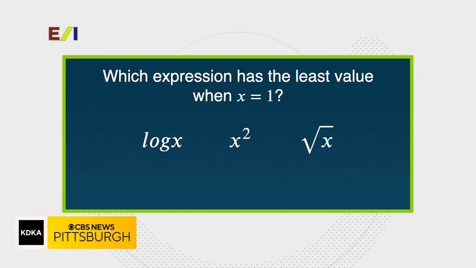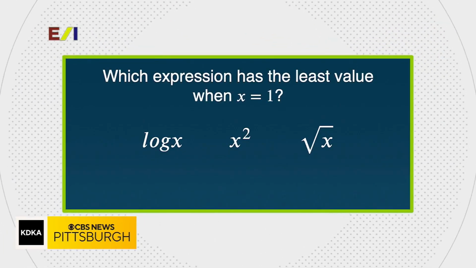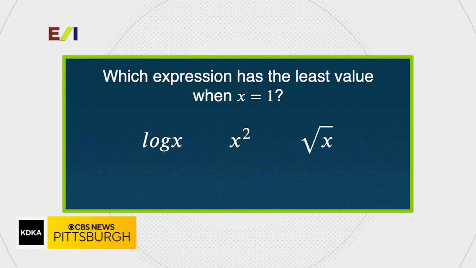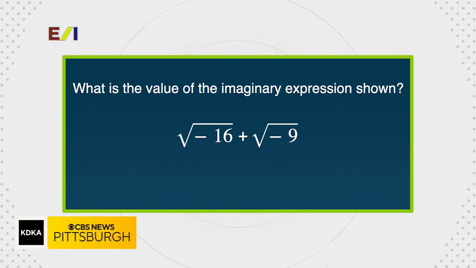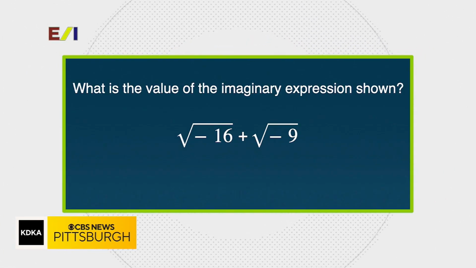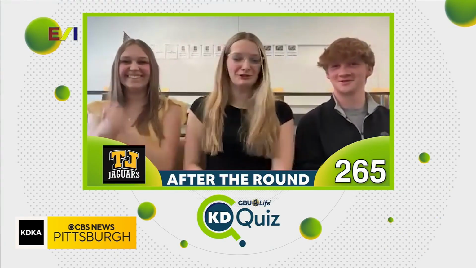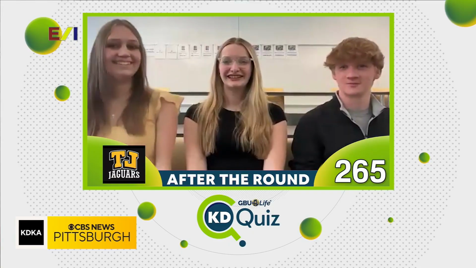Up next is our team from Thomas Jefferson High School. Here is your first math time question. Which expression has the least value when x equals 1? The log expression, the first one. Yes, log x is correct. Nicely done. And what is the value of the imaginary expression shown? 7i. 7i is right. Love the quick math. You got both correct. That adds 40 points to your score and takes you up to 265 on the day. Very nicely done, Thomas Jefferson.